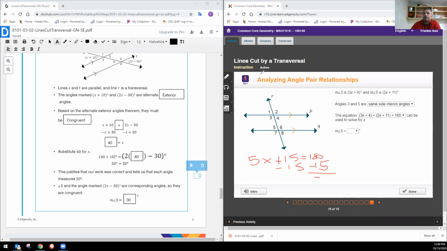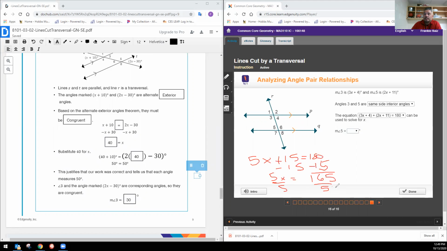Let me redo that one because I do not need that line. Okay, so 180 minus 15 is going to give me 165. Okay, so 5x is equal to 165. Divide that by 5. Divide that by 5. That's going to go in 3 times, and you carry the 1. So that's going to be what, 53?